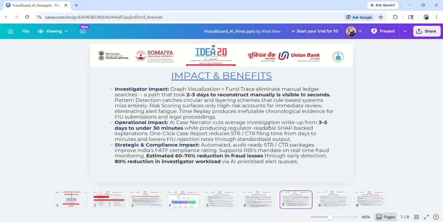Our system is designed to go beyond conventional rule-based approaches by identifying complex and hidden fraud patterns that are often overlooked, thereby significantly enhancing the accuracy and reliability of fraud detection. As a result, we project a 60 to 70% reduction in fraud losses and approximately an 80% decrease in investigation workload, delivering substantial operational efficiency and strategic value to financial institutions.